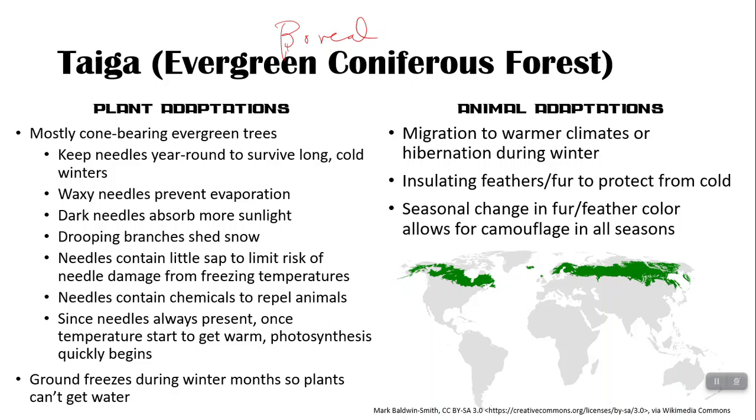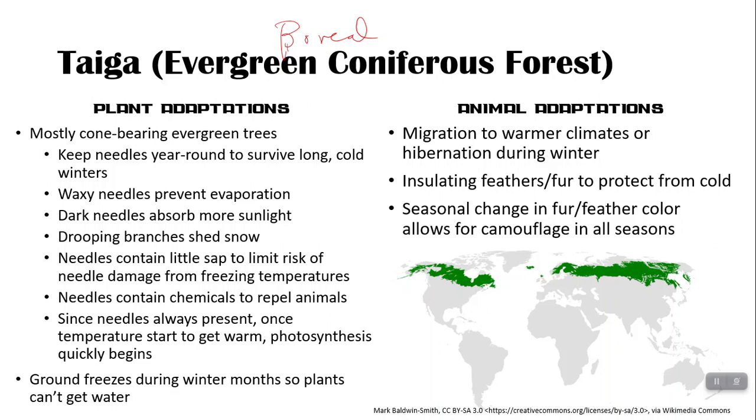Now, on each of these slides, you'll also see the major plant adaptations and animal adaptations, and I tried to group them for similar adaptations. For example, the taiga has mostly evergreen trees, usually coniferous ones, so cone-bearing trees, and the reason why is because they are better adapted to the conditions in the taiga, primarily being extreme cold temperatures in the winter, as well as lower precipitation levels.